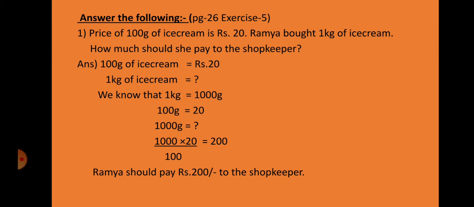And then we saw this exercise, that is price of 100 grams of ice cream. 100 grams of ice cream is 20 rupees. We have to find out 1 kg of ice cream. So 1 kg is equal to 1000 grams. Here we know 100 grams is 20 rupees. So we have to find how much 1000 grams is.